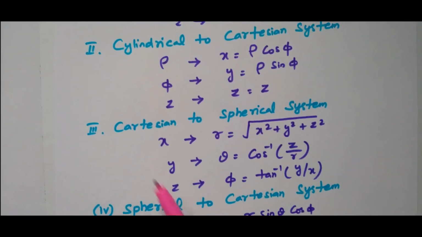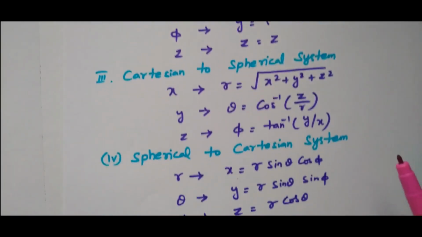Then another is Cartesian to spherical coordinate, that is x, y, z into r, theta and pi. This is Cartesian, this is spherical. How will you calculate r? The square root of x square plus y square plus z square. How will you calculate theta? Cos inverse z by r. How will you calculate pi? Tan inverse y by x. So Cartesian can be converted into spherical by using these formulas.